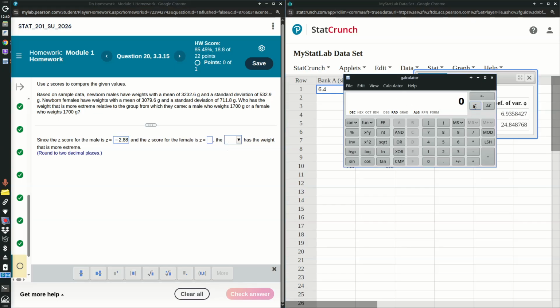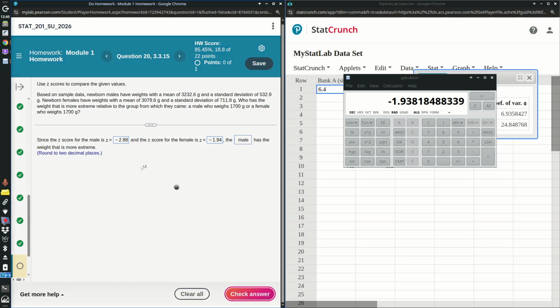For the female, we're going to do that value, which is 1700, minus the 3079.6. And then divide by the standard deviation here, which is a larger number, 711.8, and we get a z-score of minus 1.94. So the male has the more extreme z-score in this example.